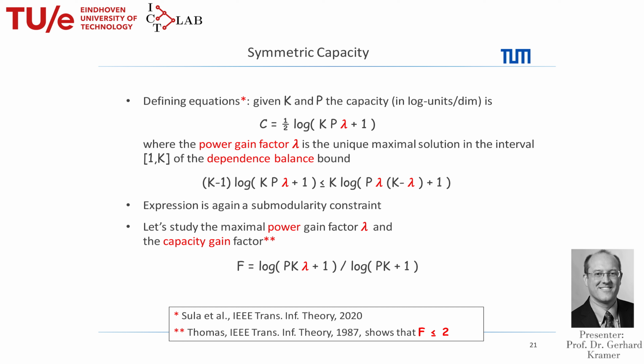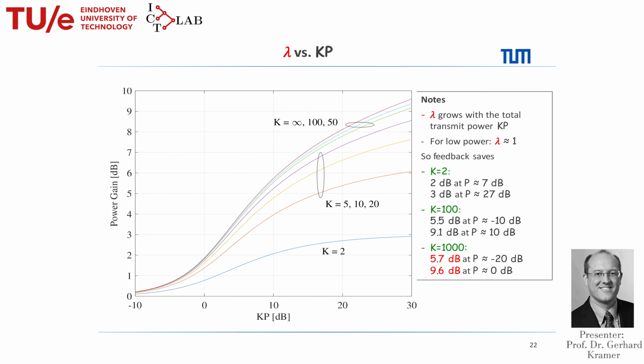And what I'd like to show you now is 2 plots just to show you how this factor behaves, as well as how it's also interesting to study the capacity gain factor. So here we have the log of (P K lambda plus 1) divided by the capacity without feedback. So if lambda was 1, of course, we get the factor 1. And I'd like to show you how those 2 quantities behave. So here's the first one. This is the power gain factor versus the total transmit power. The total transmit power in decibels is on the x-axis. The power gain in decibels is on the y-axis.